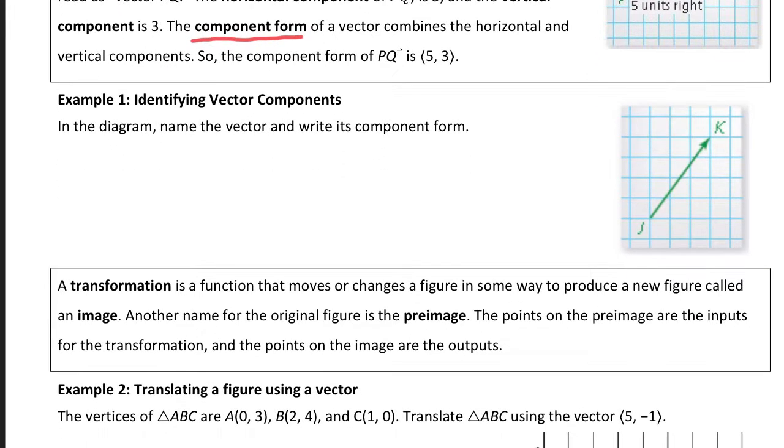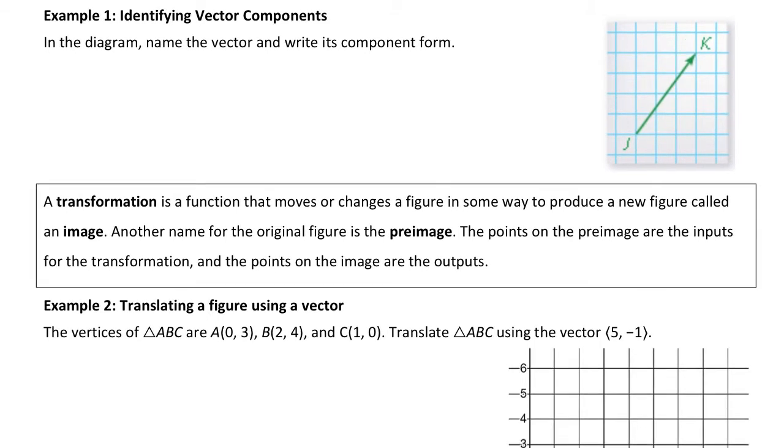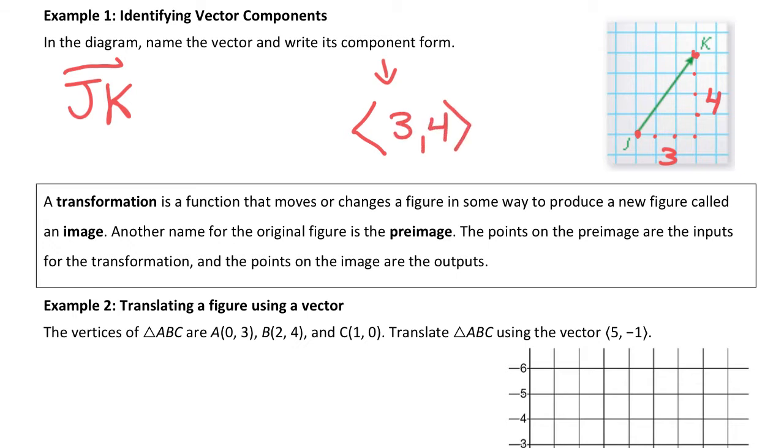So in example 1, identifying the components of a vector, I look at J to K, and if I count from J to K, I know that I go right 1, 2, 3, and I go up 1, 2, 3, 4. So the vector, first of all, is the vector from J to K, and I use that arrow to indicate J to K. In component form, I use these brackets, it would be 3, 4. I went right 3 and up 4. If I went down or to the left, that would be a negative component.